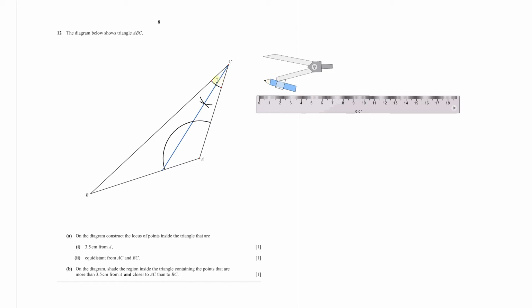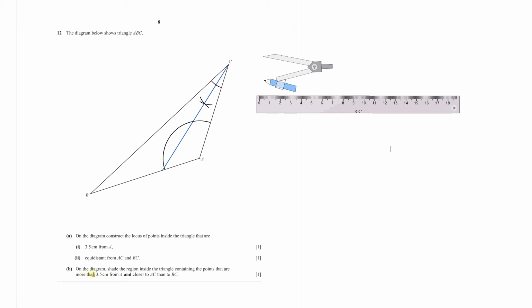So now the angle above the angle bisector and the angle below, between the line AC and the angle bisector, would be equal. So we have split the angle BCA into two equal halves, and all the points on this line will be equidistant from AC and BC.